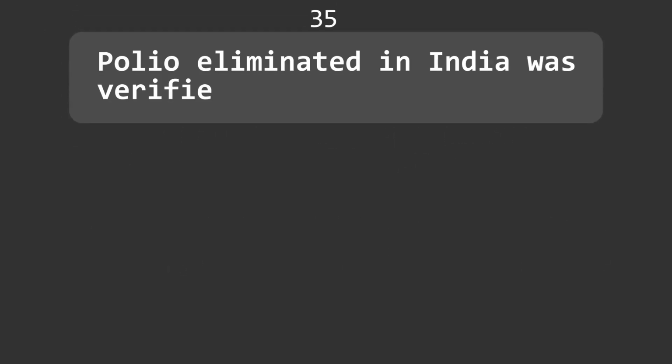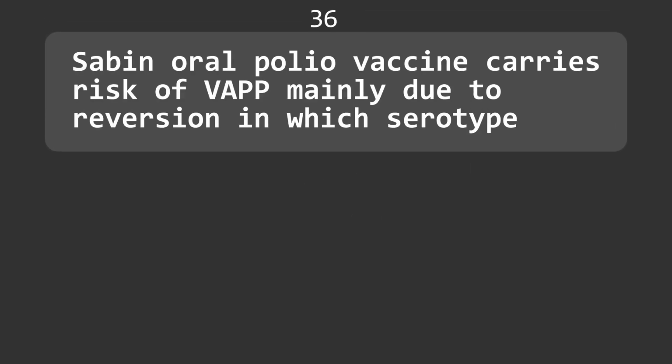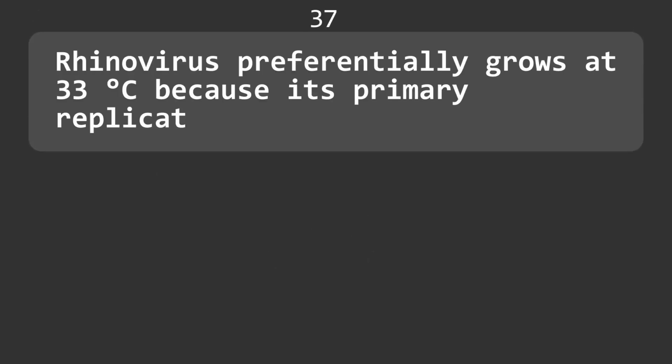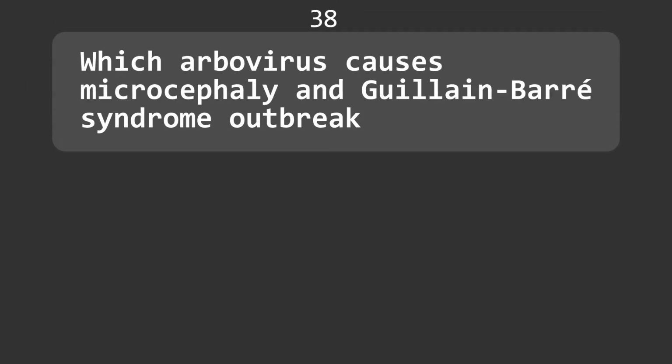Polio elimination in India was verified by WHO in which year? 2014. Sabin oral polio vaccine carries risk of VAPP mainly due to reversion in which serotype? Type 2, PV2. Rhinovirus preferentially grows at 33 degrees Celsius because its primary replication site is the nasal mucosa, upper respiratory tract. Which arbovirus causes microcephaly and Guillain-Barré syndrome outbreaks? Zika virus.